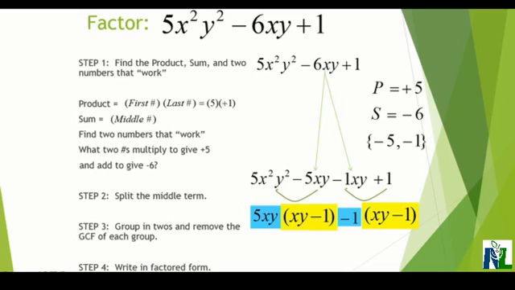Finally, we write our answer in factored form. In yellow, we have our common factor, xy minus 1, and in blue, our second factor becomes 5xy minus 1.